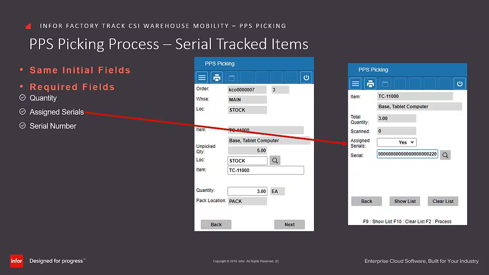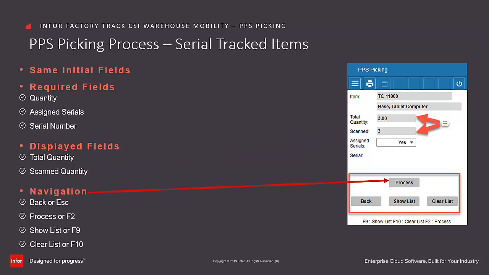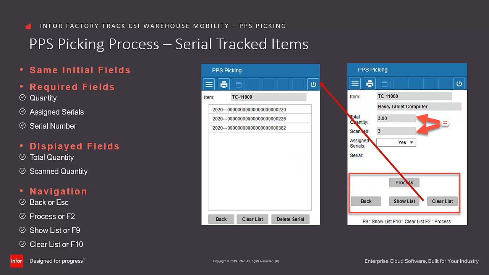We can enter the assigned serials as yes to limit the serial number selection to only those assigned for the defined location. Then we can enter, scan, or search the serial numbers for the items being picked. The scan quantity field is displayed to indicate the quantity of serial numbered items that have been captured so far in the process. Once the scan quantity field equals the total quantity, the processing option is enabled. We can click on Process to process the PPS picking. We can click on Show List to show the list of serial numbers captured in the process. And we can click on Clear List to clear the list and start again.